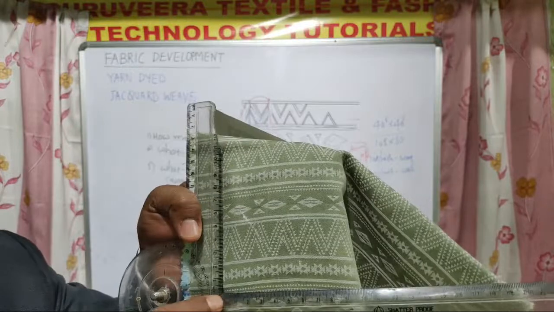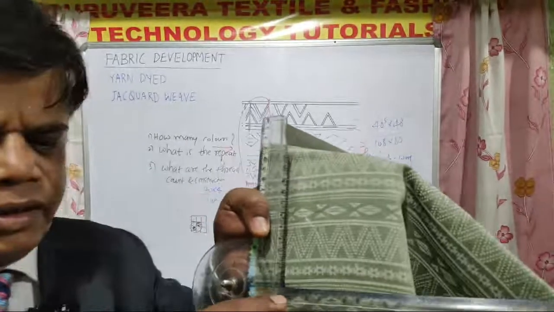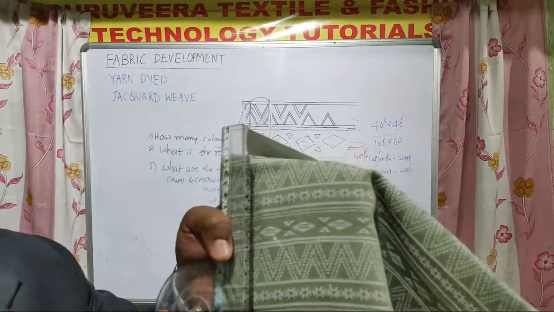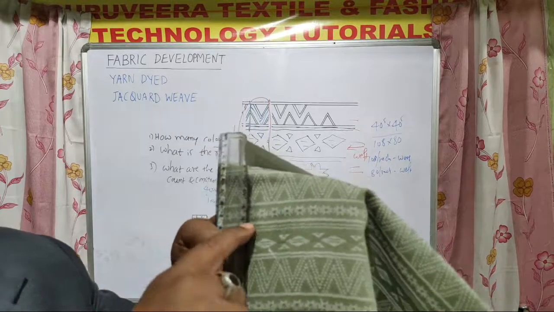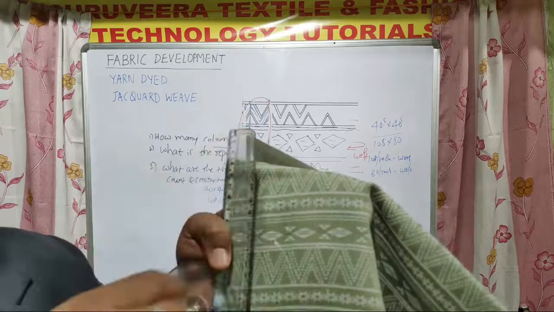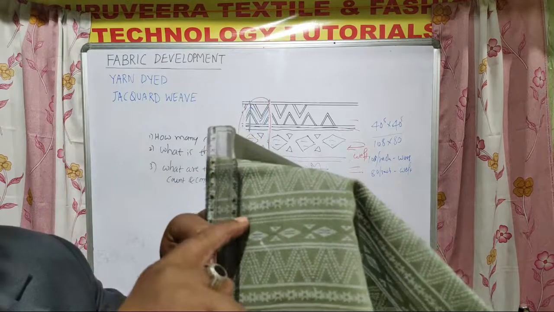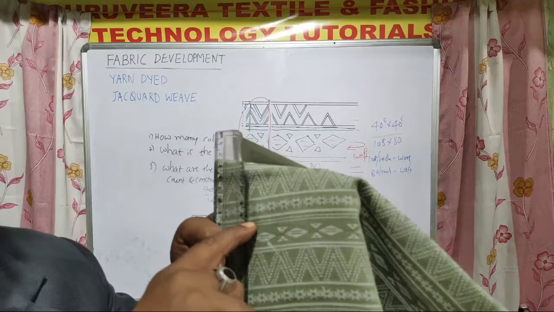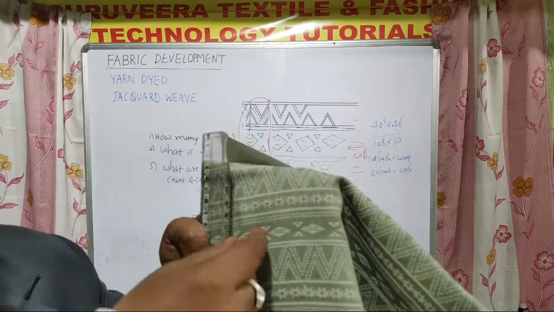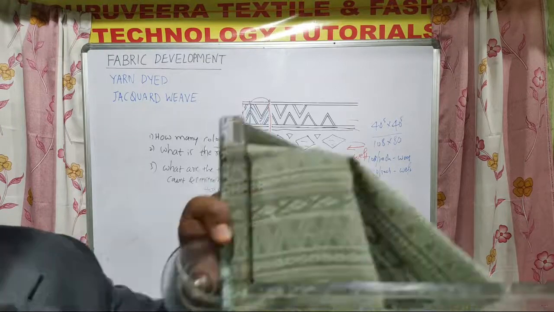See here. This is from here, the repeat starts from here. From here to here, this repeat is there. 1 inch, 2 inch, around 2.5 inch. This is around 2.5 inch. Even if you go for 3 inch, the repeat is there. And from here the repeat will start. 1 inch by 3 inch repeat is there, friends.